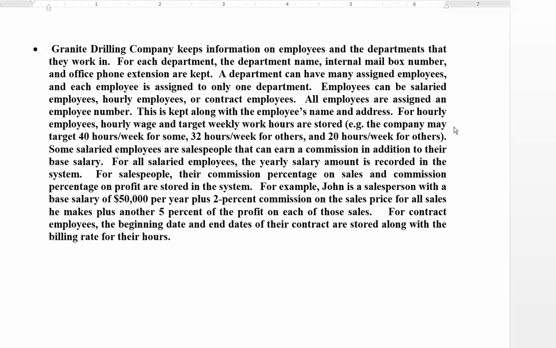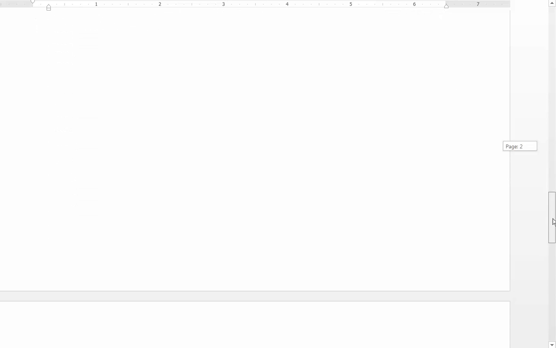Now that we've covered that, let's try one more. Read Granite Drilling Company's information, and let's determine what type of specialization hierarchy it is working with. Now that you've had the time to read over it, what do you think it would be? Well, its subtype is working on a total completeness, and let's see what that would look like.